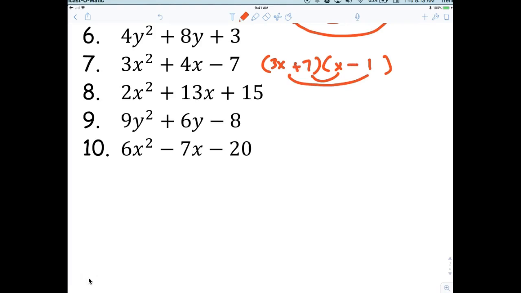All right, number 9. Now 9's a little bit harder because 9 can be 9 and 1 or 3 and 3. I suggest do the middle terms. So, in my opinion, I would put 3y and 3y. Then I would try 4 and 2. Doesn't matter where you put it. 4 and 2, 12 and 6.